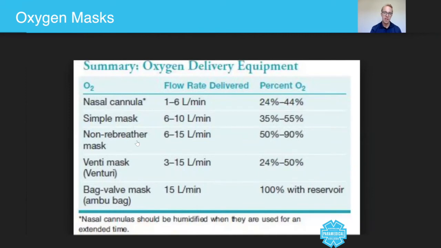Then, of course, you've got this thing called a Venturi mask, which is something we haven't talked about here today. Venturi mask is used for patients with COPD, hence the low numbers here. Okay, guys, that's the summary of oxygen masks. You will get a chance to play around with these in the workshops.